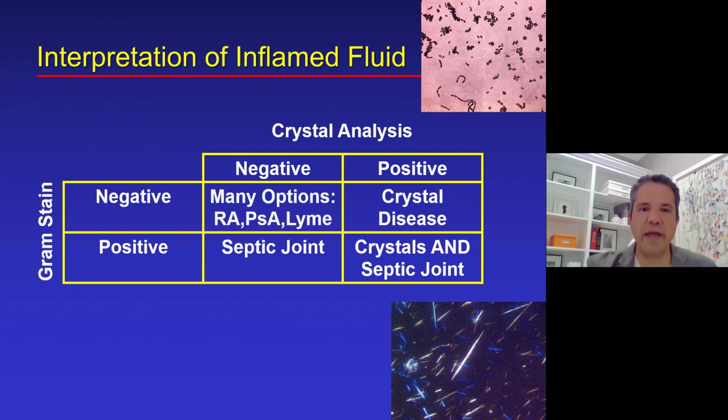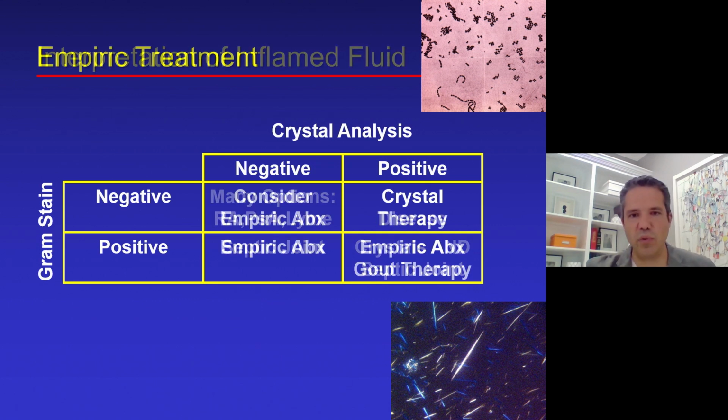And then if both are negative, then you have to step back and think about other diagnostic possibilities, or perhaps that the gram stain was negative and the culture is just going to show up in a few days anyway. And that's where you may use the cell count as a distinguishing factor. 10,000 cells, maybe you hold the line and wait. 150,000 cells, that's a little more worrisome.